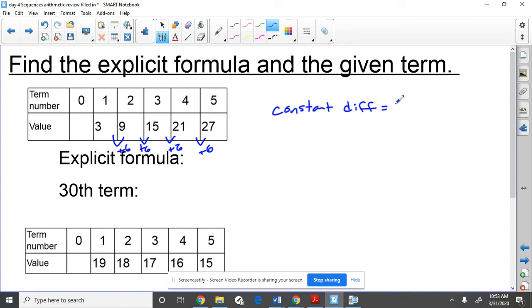In this case, the constant difference is 6. In order to write the explicit formula, we need to figure out what the 0 term would be, the term that comes before the start of our values, the 0 term. So going forward, I add 6. Going backwards, I'm going to subtract 6. Over here, to find the 0 term, I'm going to do 3 minus 6, which is negative 3.